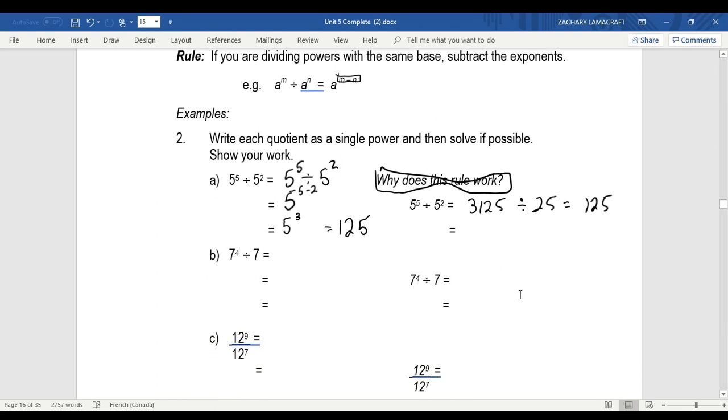So if we do it with our next one here, remember if we have a single number, we're just going to imagine that there's that 1 there. So it'd be 7 to the 4 divided by 7 to the 1, or 7, 4 minus 1, giving us that 7 to the power of 3. And remember, sometimes it may ask you to evaluate it, so it's probably always a good idea to give the full answer as well. So 343 would be our answer.